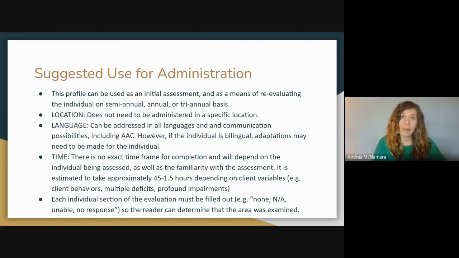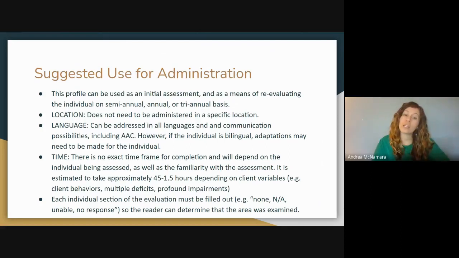As far as time frame, there isn't an exact time to give this specific assessment. It will depend on your familiarity with it as well as the student that you are assessing, if they might have any behaviors or if they have more profound impairments. It could take longer, but the estimation is 45 minutes to an hour and a half.